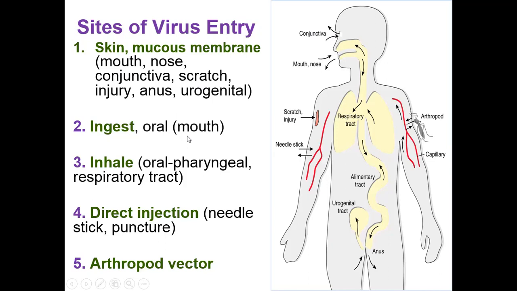Next, site of virus entry is through ingestion of the virally contaminated object through the oral cavity or mouth. Inhalation is the third site of virus entry through oral or pharyngeal area, so-called oropharynx region, or through the respiratory tract where we inhale the virus into the respiratory system, and maybe after that to the alimentary tract or digestive tract.